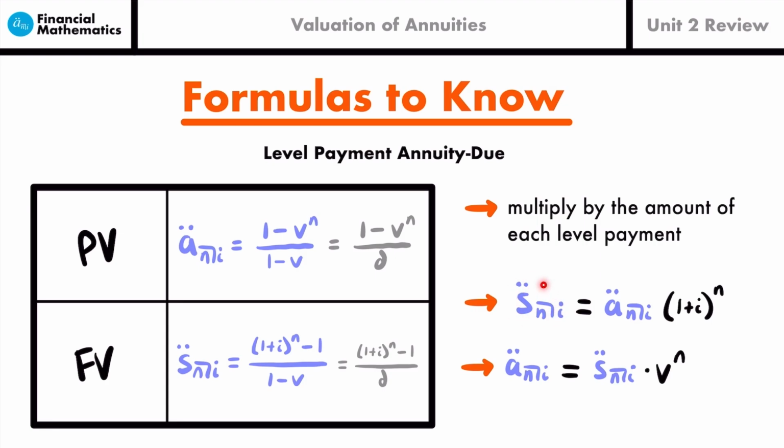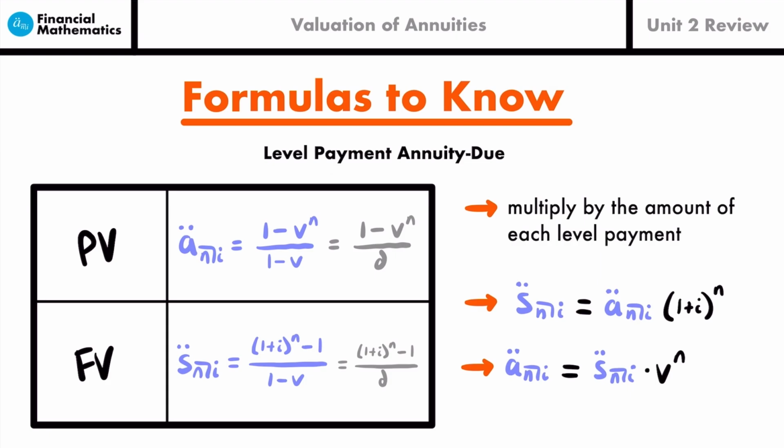You can calculate the future value of an annuity due by taking the present value of that same annuity due and accumulating it for n periods. And the reverse is also true. You can calculate the present value of an annuity due by taking the future value of an annuity due and bringing it back n periods by multiplying it by a present value factor to the power of n. Okay, so those are the formulas and relationships to know regarding level payment annuity dues.